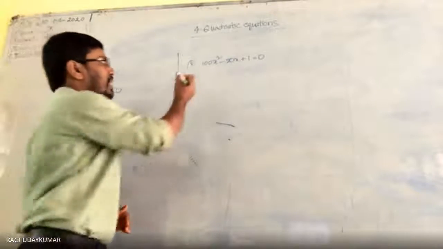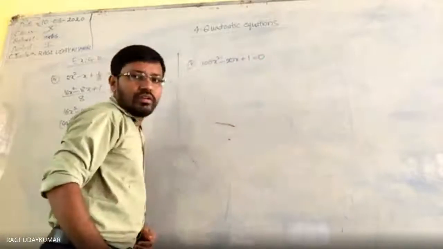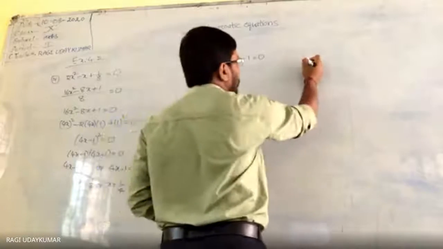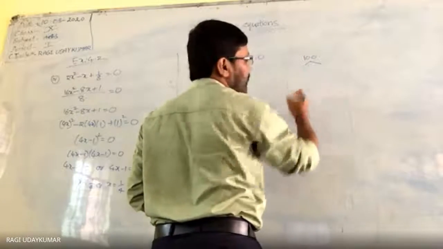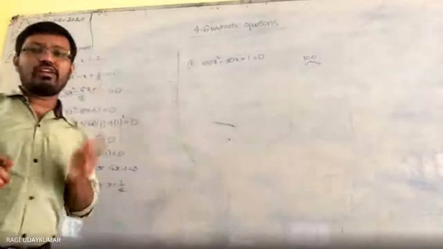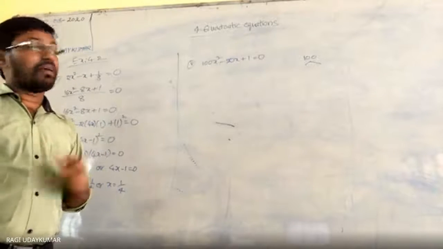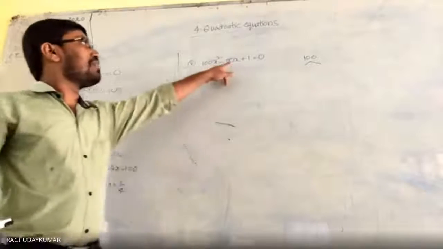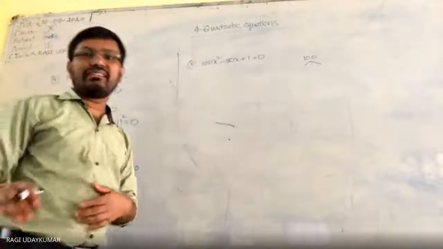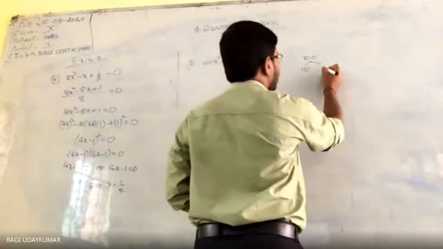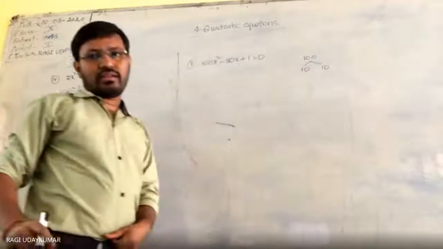Factorization means what do we have to do? Multiply 1 and 100, so plus 100 you will get. So the factors of 100 are 1 into 100, 2 into 50, 4 into 25. But the sum should be equal to 20. Which factors give a sum of 20? 10 and 10, 10 into 10 is 100. So both are 10.